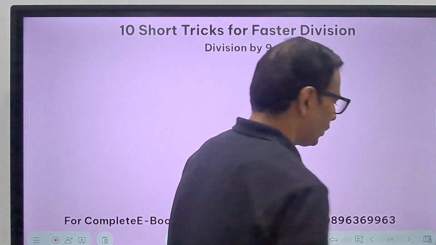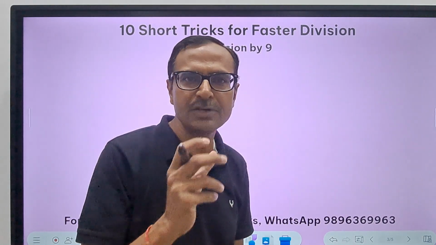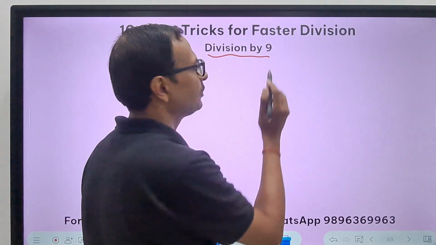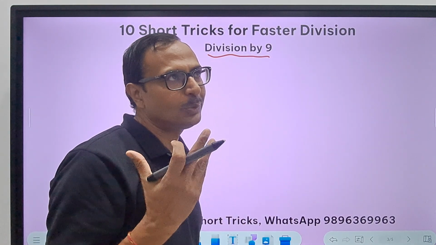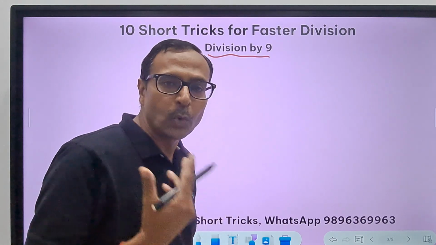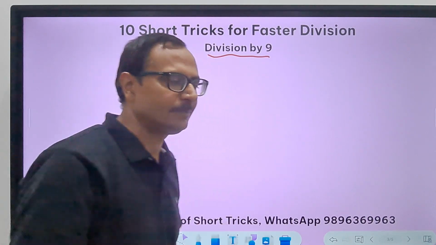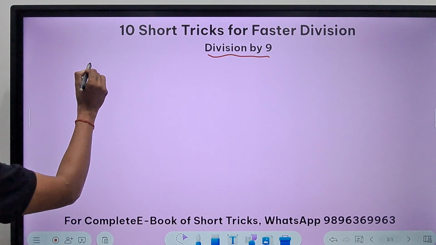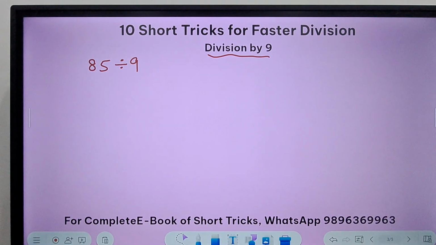Likewise, there are so many tricks, and there are some special divisors which can be handled so easily. Just like division by 9, very, very interesting, and you tend to develop more interest when you do such methods. Let's see division by 9. So suppose you have to divide 85 by 9. It's very important for junior students. If you learn these skills right at the school level, obviously it helps in developing positive mathematical aptitude.